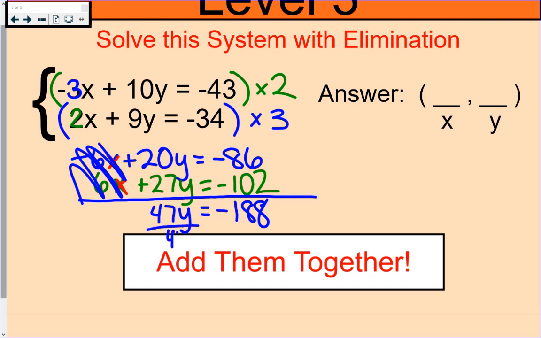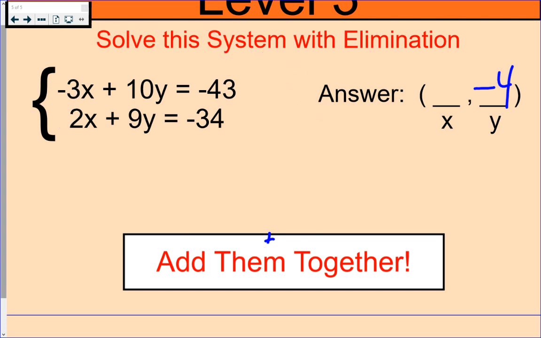Now I'm going to divide both sides by 47. Let me grab my calculator. Oh man, I'm nervous. Negative 188 divided by 47. Oh, good. That is y equals negative 4. We just found the y part of our equation. So I'm going to go ahead and put that in the ordered pair. We're halfway there.